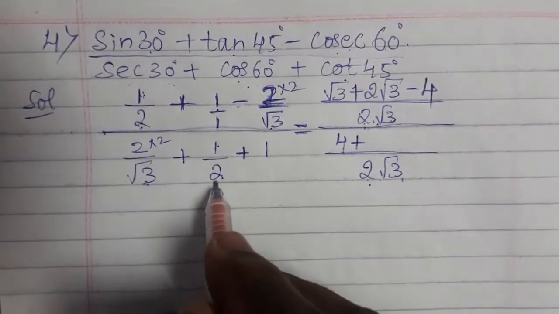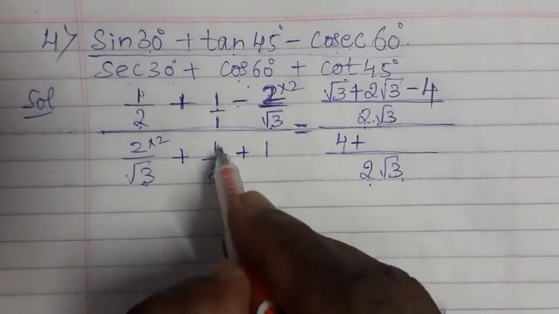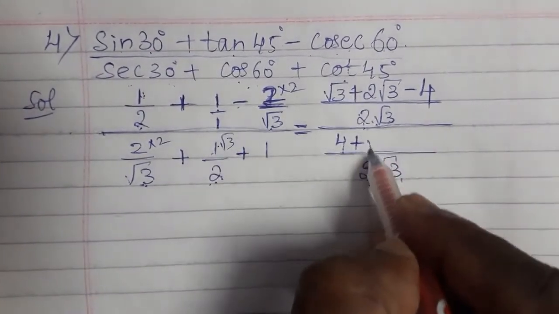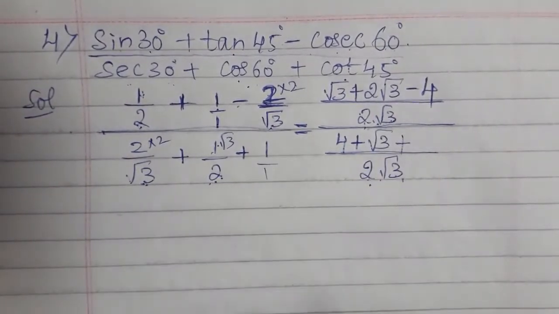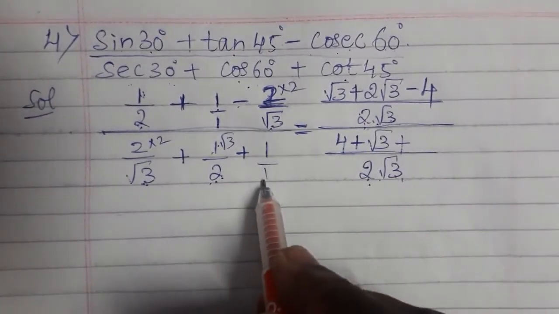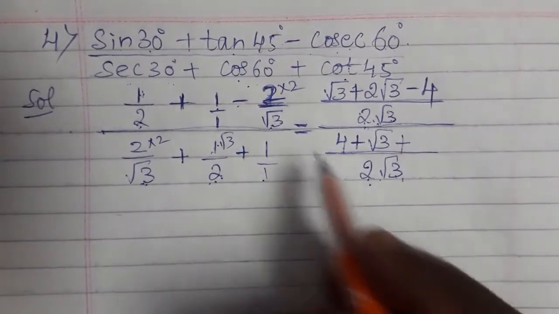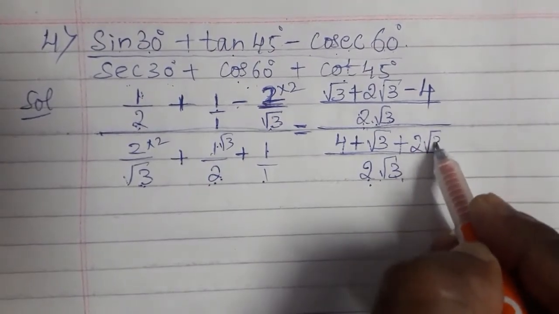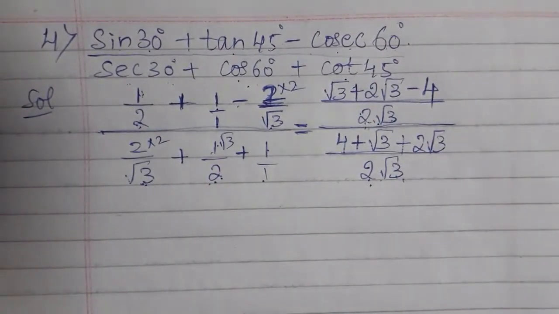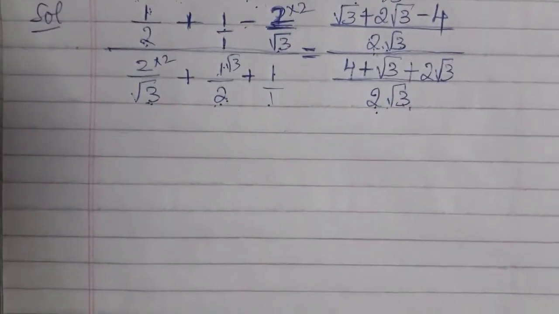Now 2 root 3 is divided by the denominator. 2 will cancel. Root 3 will remain. 1 into root 3 is root 3. Plus, because there is no number, it is understood as 1. 2 root 3 divided by 1 remains same. So this 2 root 3 is multiplied by 1. It will give you 2 root 3. I have used only the procedure of LCM.